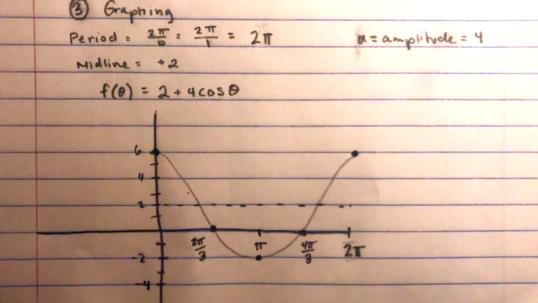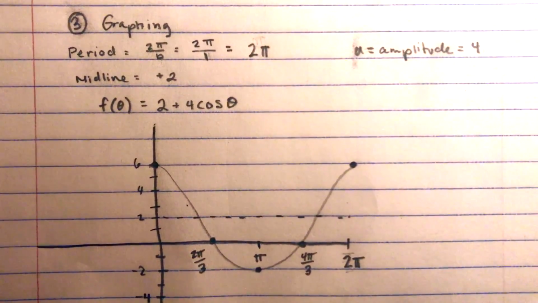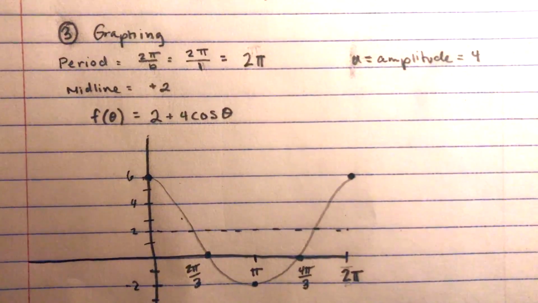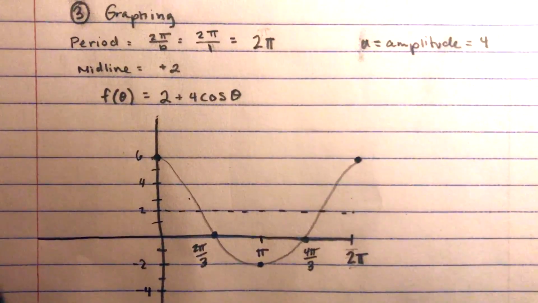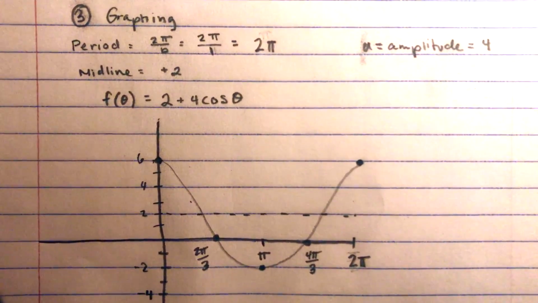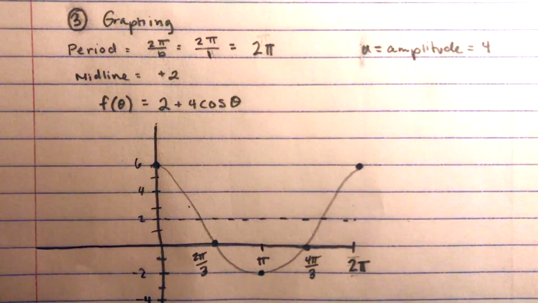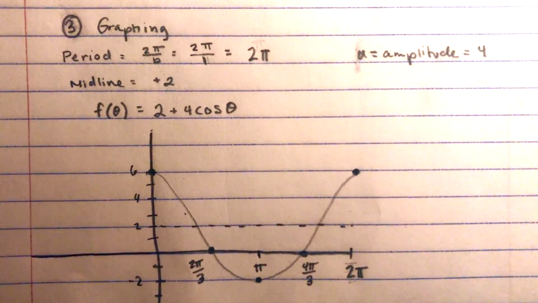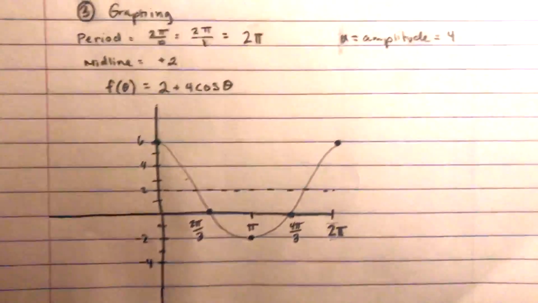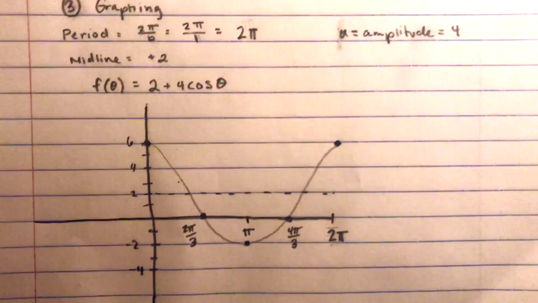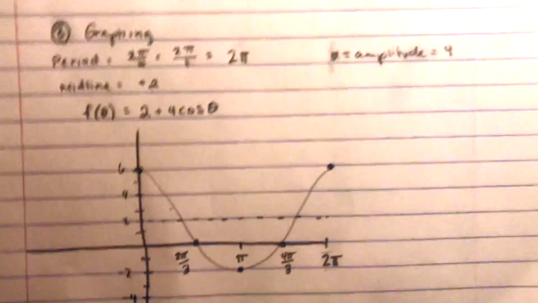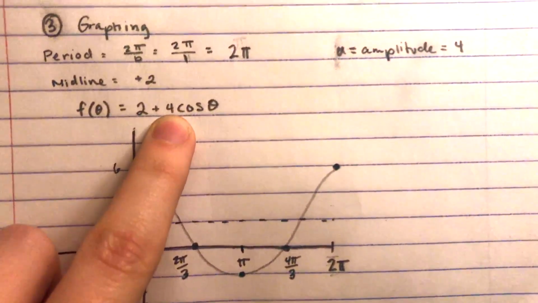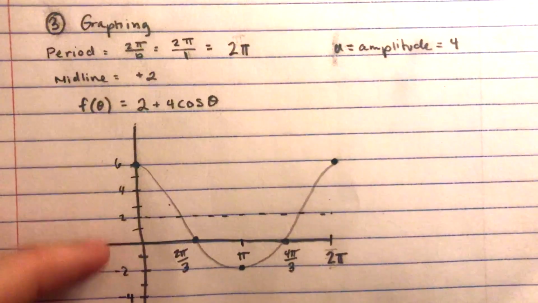And then graphing the function is just going to be like graphing any other graph of cosine, essentially. So our period is going to be 2 pi because we know that the period is equal to 2 pi over b. And for b, we just have 1. So it's just going to be a regular period of 2 pi. And then our amplitude, or a, is right here. And that's going to be equal to 4.